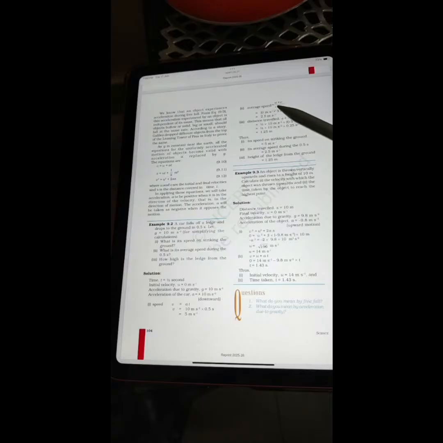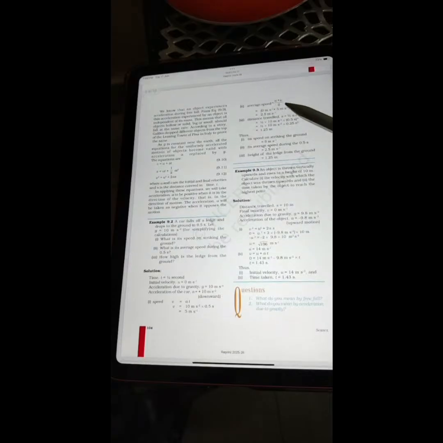Average speed will be equal to u plus v by 2. So after putting the values, you'll get 2.5 meter per second. So distance traveled s is equal to half at square. Putting the values, you'll get 1.25 meter. That is, its speed on striking the ground is 5 meter per second. Its average speed during the 0.5 second is 2.5 meter per second. Height of the ledge from the ground is 1.25 meter.